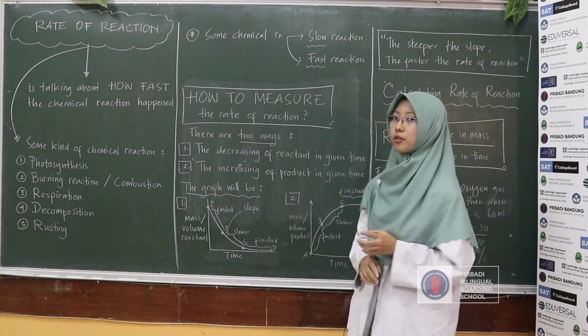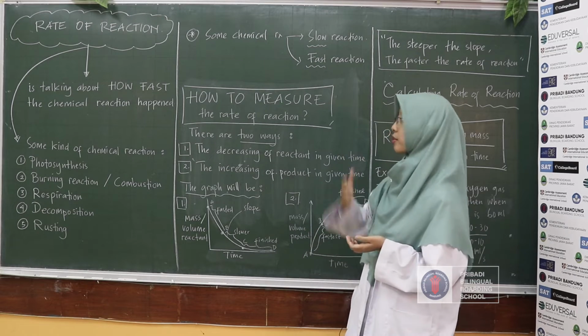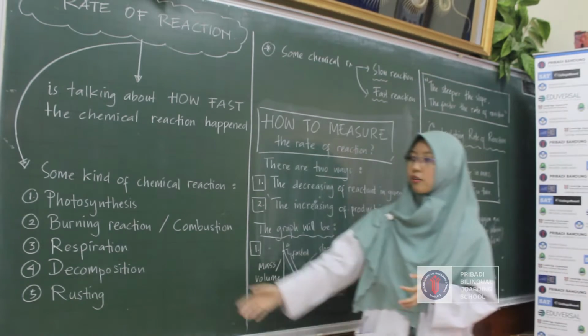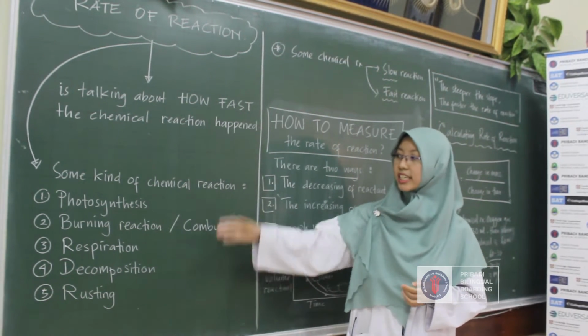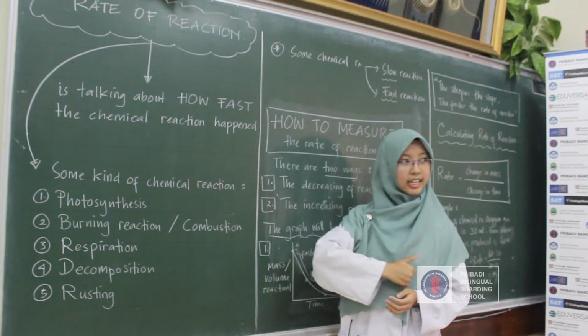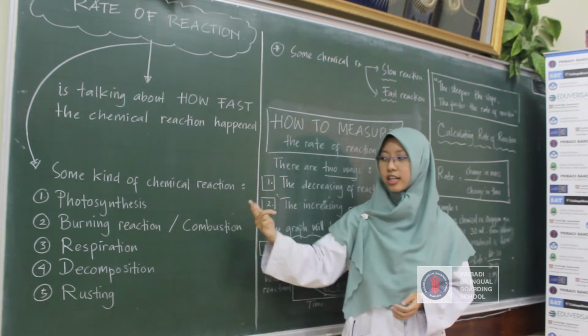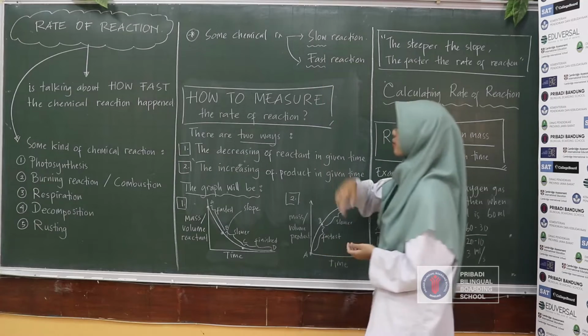And then, how about fast reactions? Can you give me some examples of fast reactions? From this list of chemical reactions, you can choose which ones are fast reactions. Photosynthesis, burning or combustion, respiration, and also decomposition. Those are fast reactions.